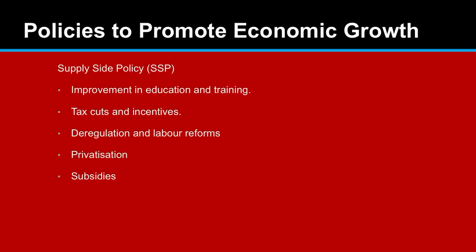If you look at the supply side policies, they will boost the aggregate supply, leading AS to shift to the right. This is through the improvement in education and training, an increase in the quantity and the quality of economic resources, tax cuts and incentives to work, deregulation and labor reformation, privatization and subsidies. All this will lead to an increase in the aggregate supply and will promote economic growth in an economy.